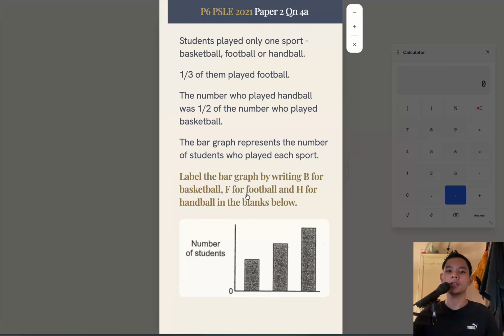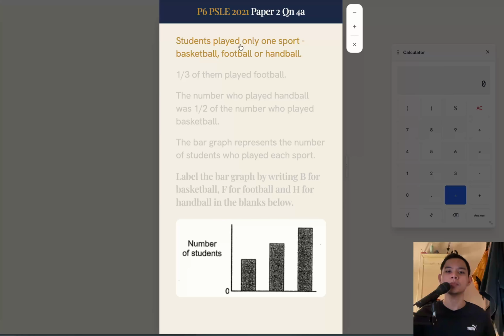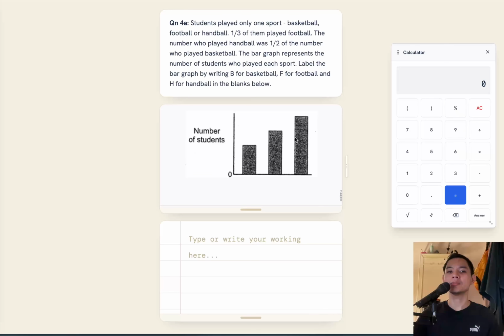Question 4, part A. Students played one sport: basketball, football, or handball. 1/3 of them played football. The number who played handball was 1/2 of the number who played basketball. The bar graph represents the number of students who played each sport. Label the bar graph by writing B for basketball, F for football, and H for handball in the blanks below.